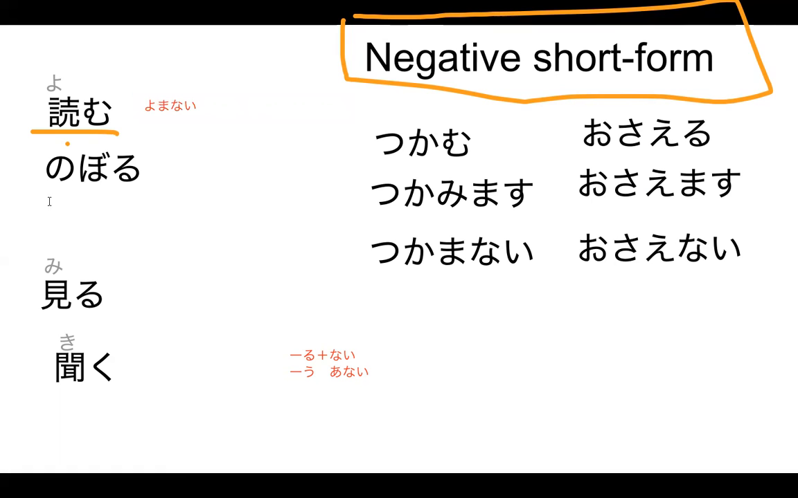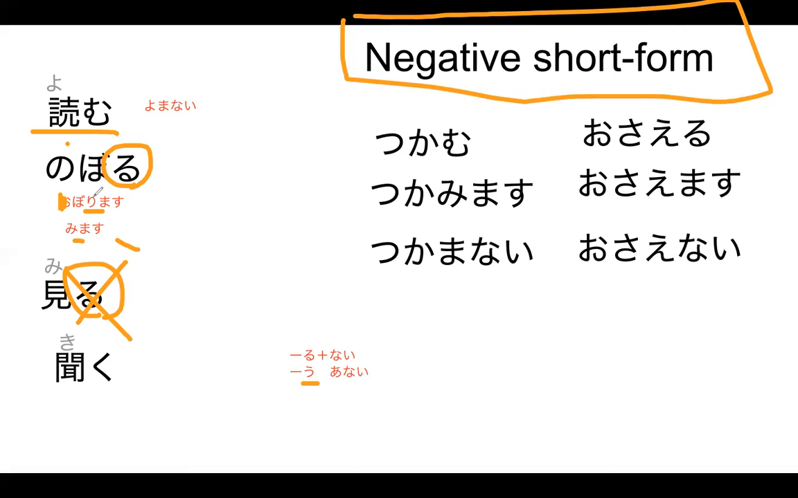So noboru is noborimasu. Is this a ru verb or an u verb? Well, it's not a ru verb. It is an u verb. Oh, it is. U verbs are hard to tell because they can look like ru verbs. Miru, for example, is a ru verb. It becomes mimasu. How are mimasu and noborimasu different, do you think? One has a ri and the other does not. So if ru is dropped off when you make masu form, that's called a ru verb.